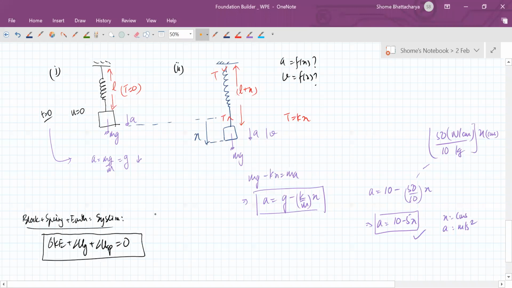because there is no external force doing work and there is no non-conservative force doing work. Mg and spring force, they are both internal conservative forces for this system. Okay, so you can use this to find v as a function of x. So try this out now. This will give you the answer for the second part.